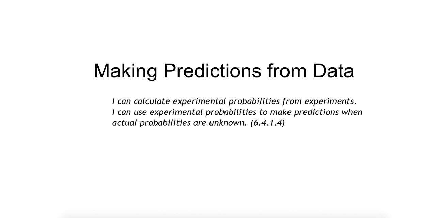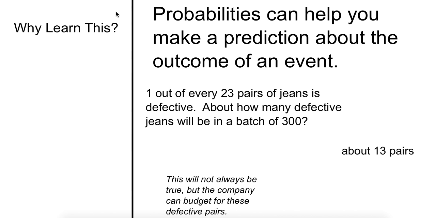Making predictions from data. Our standards today are: I can calculate experimental probabilities from experiments, and I can use experimental probabilities to make predictions when actual probabilities are unknown. So why learn this? I want you to draw your line down, and I want you to write this statement. Probabilities can help you make a prediction about the outcome of an event.